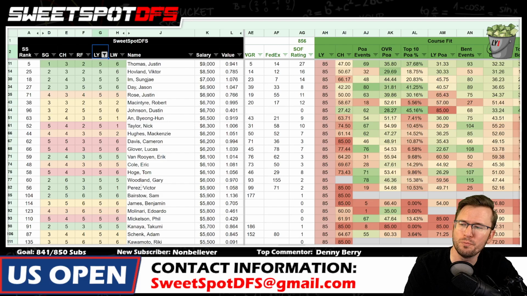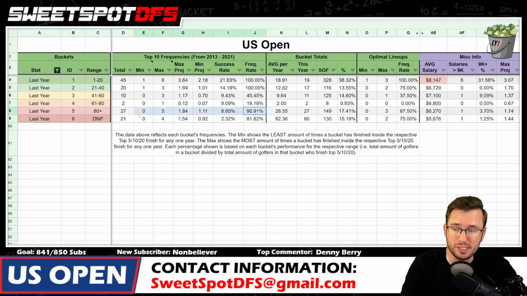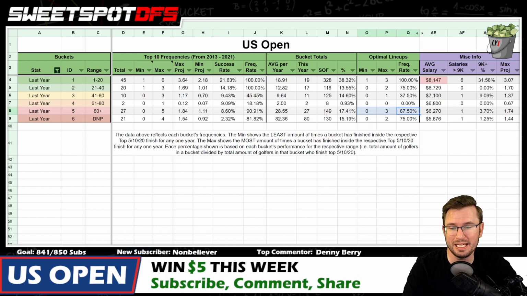Last year 5s. These are guys who missed the cut at last year's US Open. Almost every year, we see at least one guy from this bucket inside the top 10. That's what this frequency rate means over here. 90% of the time, we see at least one finish inside the top 10. 87.5% of the time, so that's 6 out of 7 years, there's been at least one in the optimal lineup who missed the cut the year before. So again, this is just a projection. It's to limit you from grabbing too many golfers and also nudge you toward grabbing at least one of the golfers.